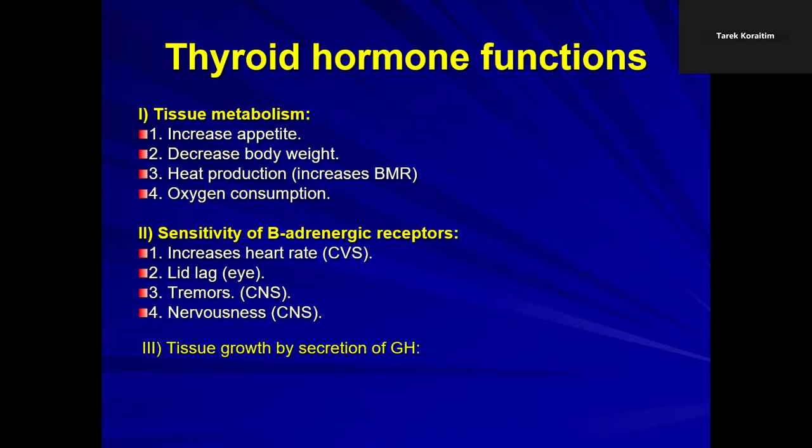Tissue growth occurs by secretion of growth hormone that results in growth and maturation of tissues, and that's why if the baby is born with a deficient thyroid gland, he will be known as cretin or congenitally hypothyroid. And this should be diagnosed very, very early, because if the patient lives his first 6 months of life without enough thyroid hormones in his blood, he will develop mental and physical retardation that are irreversible.